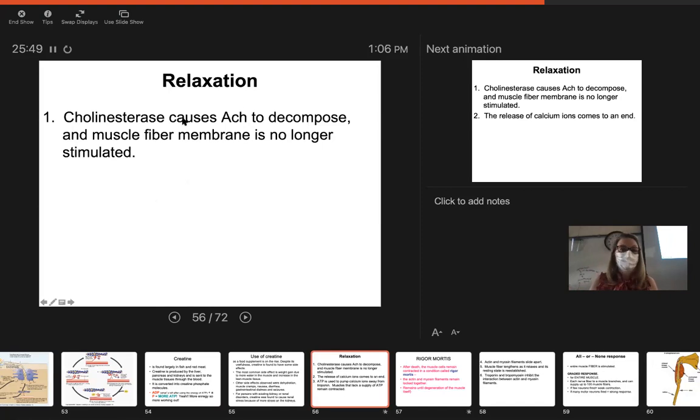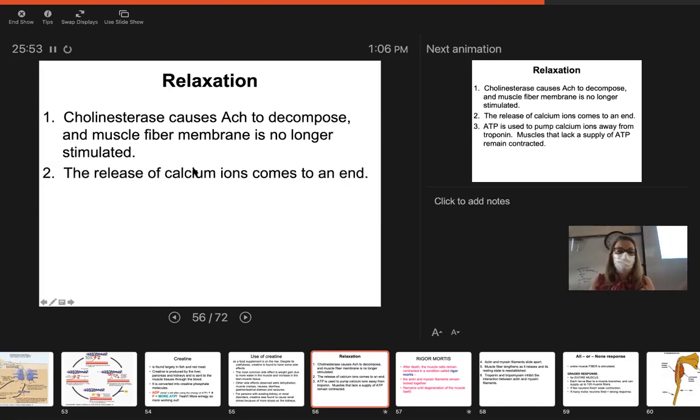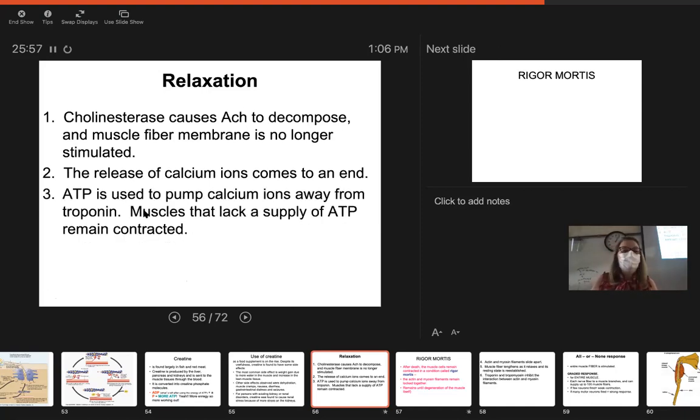All right. Okay. Number 2, calcium comes to an end. All right, we're done contracting. No more calcium. ATP pumps the calcium ions away. But here's the big thing. Muscles that lack ATP remain contracted. So by number 3, I want you to write: muscles that lack ATP remain contracted.